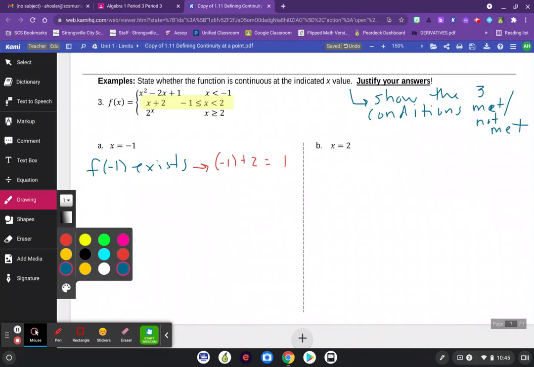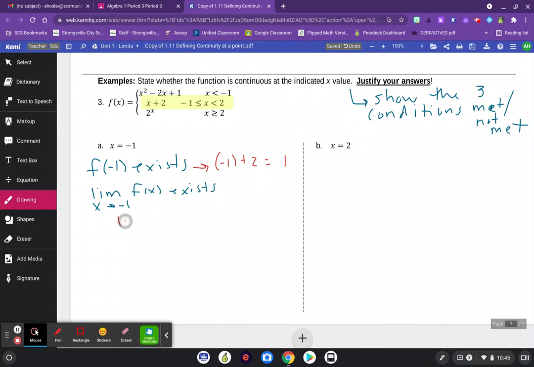The next condition means that I have to check if the limit as x approaches -1 for my function exists. And in order to do that, I need to check if the limit as x approaches -1 from the left of my function is the same as the limit as x approaches -1 from the right of my function. To be very clear, you need this notation. If you are not showing this notation, then you are not justifying your answers and you do not have evidence to state yes or no whether the function is continuous. So everything that I write is what you need to write.